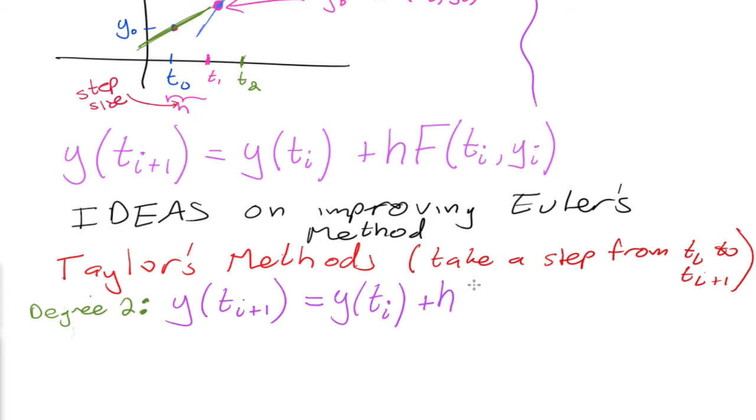h times f. I'll write it down. It doesn't look like the Taylor polynomial expansion, but it actually is, because what does this capital F represent? This is the function y. This capital F is the derivative, right? Because that's the differential equation. So this is the first derivative, right?